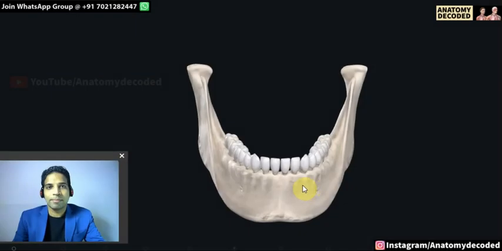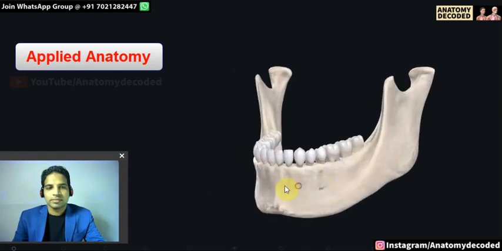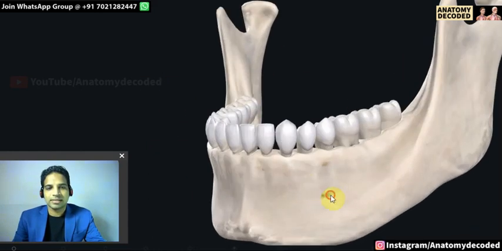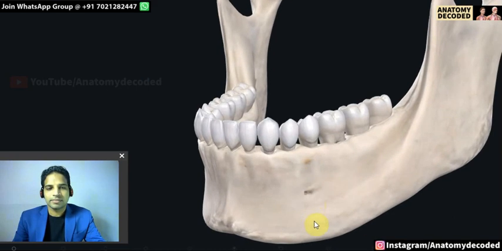Now let's study the applied anatomy related to the mandible. The mental foramen of the mandible has age-related changes. We can see the mental foramen lying at an intermediate level as compared to the superior border and the inferior border. In children, it is at a lower level because the deciduous teeth and the permanent teeth both occupy the upper part of the jaw. That's why the mental foramen is at a lower level.